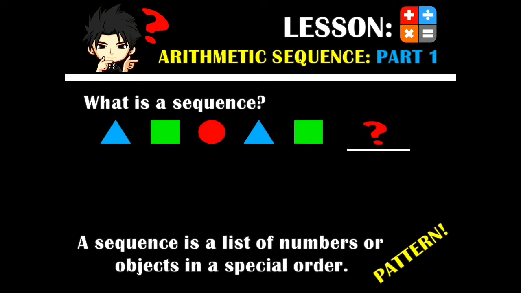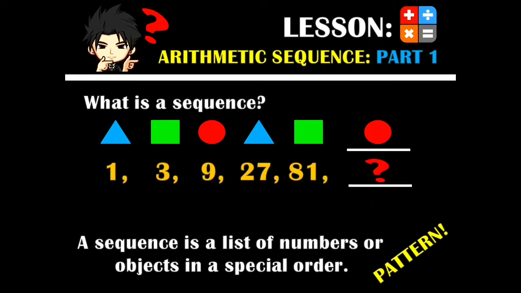In this example, we have a set of shapes. If we continue to follow the order of the shapes, the next figure obviously is a circle. For example number 2, we have a set of numbers. As you can see, the numbers are increasing. But the pattern that exists is we should multiply the previous number by 3 to get the next number. So in this set, after 81, we should have 243. That is because 81 times 3 is equal to 243.